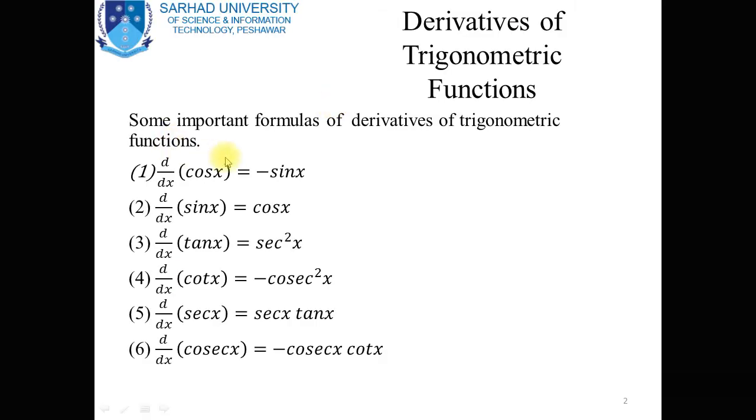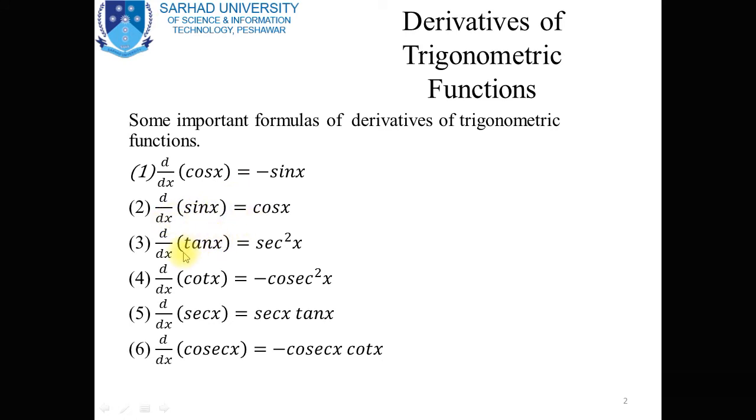there are 6 trigonometric functions: cos theta, sin theta, tangent theta, cotangent theta, secant theta and cosecant theta. Now here x is an angle for these trigonometric functions, and we want to take the derivative of cos x with respect to x. So the derivative of cos x with respect to x is equal to minus sin x, and the derivative of sin x with respect to x is equal to cos x.